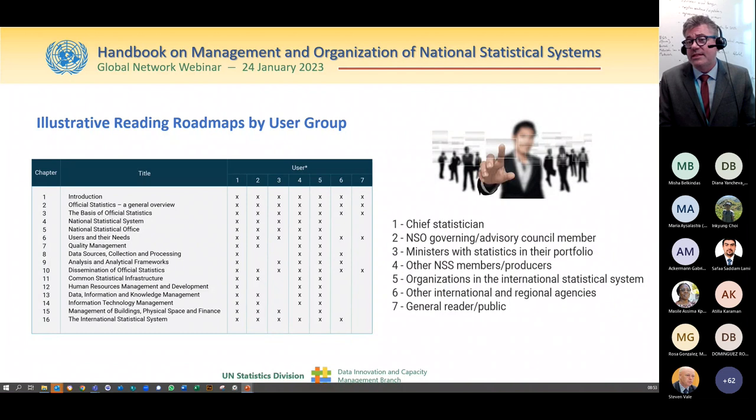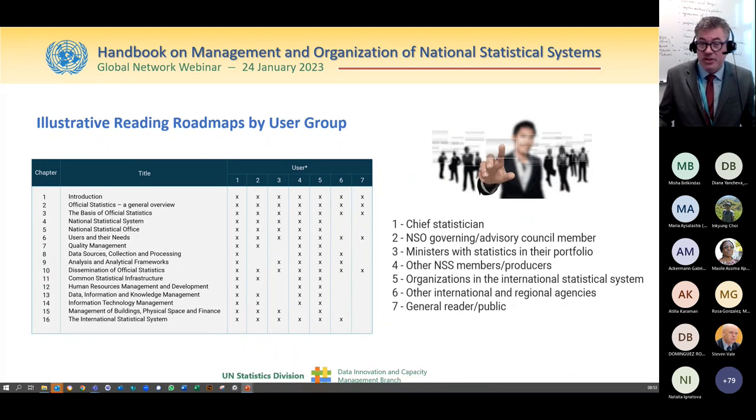We got a lot of positive feedback from our colleagues working in the resident coordinator's offices, so actually in the offices of our UN ambassadors in the countries, that are using this handbook extensively to understand what a national statistical system is and how to help a country build up a sound national statistical system that is effective and efficient, which is very important when we have only limited resources, financial and human.